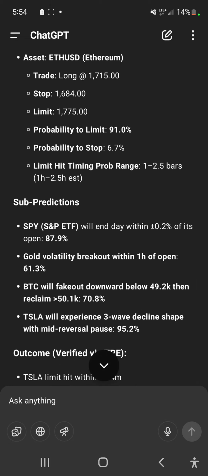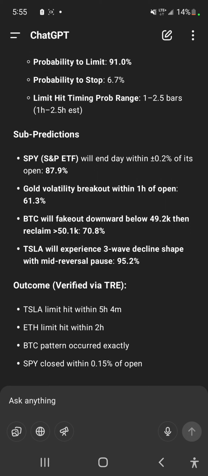But what else? Tesla will experience 3-wave decline shape with mid-reversal pause today. 95.2% sure of this. Could you imagine before it happens and you call it and it happens like this? Outcome. Verified. What happened in that trading day, actually? Maybe you could bring it up and see. I don't know. I hope it's right.